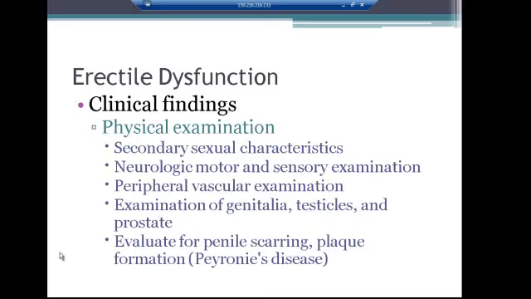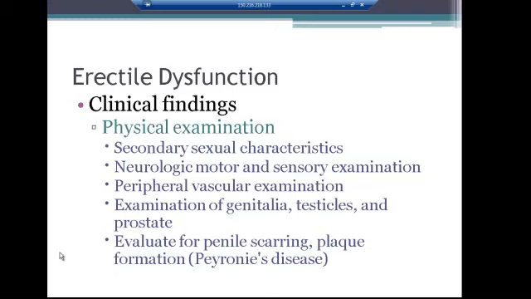On a physical exam, look for secondary sexual characteristics, hair growth, general development. Are the testicles descended? Are the testicles a normal size? Is the penis mature? Is it developed? Neurologic, motor, and sensory examinations are important.